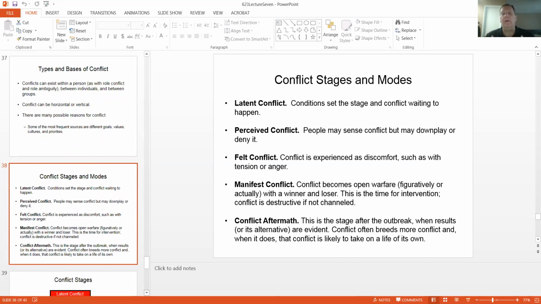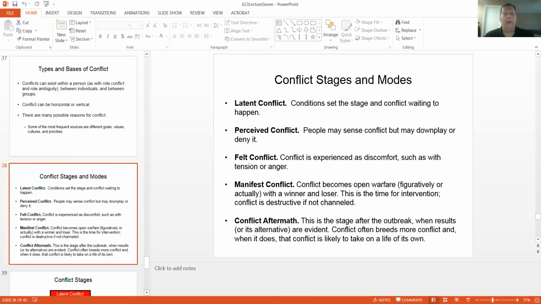Now, there are several different conflict stages. There's latent conflict, and in latent conflict, basically the conditions are ripe for conflict, and it's waiting to happen, but it hasn't happened yet. So it's kind of latent, it's kind of out there. Perceived conflict is when people start to sense conflict, but they're in denial mode. They're not really feeling discomfort from it yet. They kind of feel that it's out there, but they're more willing to ignore it. It's not causing them any pain or discomfort.